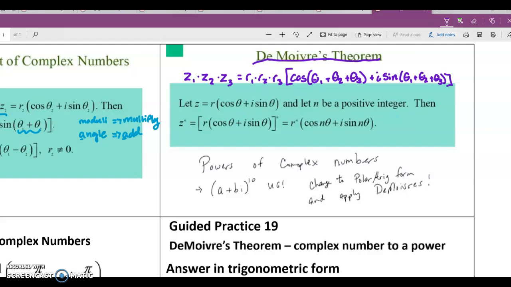So we can keep expanding this idea out. If we're multiplying, I don't know, 10 or 20 of these complex numbers together, it's going to keep following this pattern. But what if we're just multiplying the same complex number together multiple times?